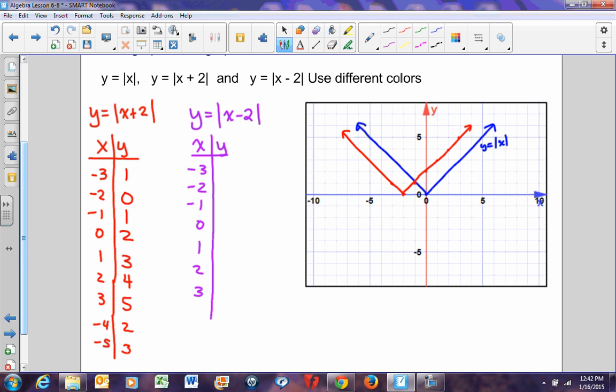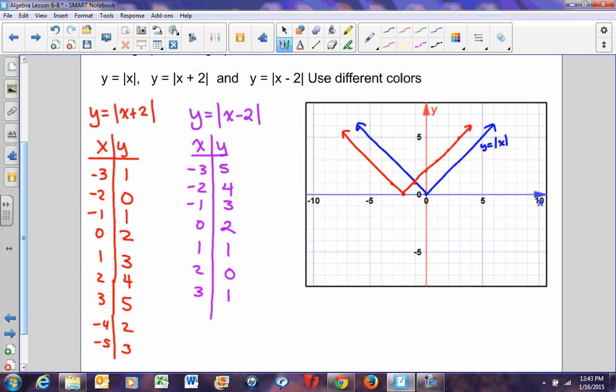-3 minus 2 is -5. The absolute value of -5 is positive 5. -2 minus 2 is -4. Absolute value of -4 is 4. -1 minus 2 is -3. The absolute value of -3 is 3. 0 minus 2 is -2. Absolute value of -2 is 2. 1 minus 2 is -1. The absolute value of -1 is positive 1. 2 minus 2 is 0. The absolute value of 0 is 0. 3 minus 2 is 1. The absolute value of 1 is 1.